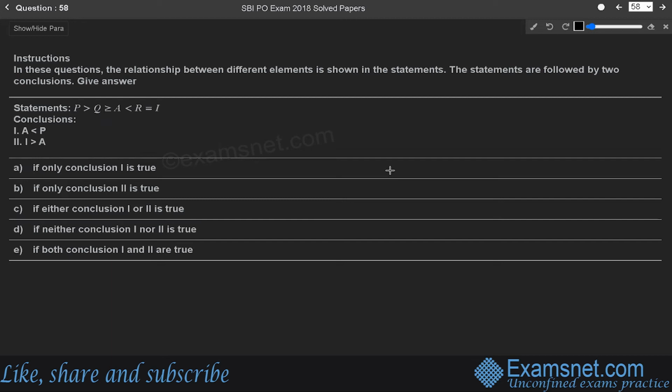Moving on to the next question, it has the statements and conclusion. And we can say that by looking at the statement, P is greater than Q, which is greater than or equal to R. Hence, we can say that P is greater than R. So, conclusion first follows, which is A is less than P, and R is greater than A, but I and A are equal. Therefore, R is greater than I. Hence, conclusion second also follows. So we can say that both conclusion 1 and 2 follow. Therefore, the correct option will be option number E here.